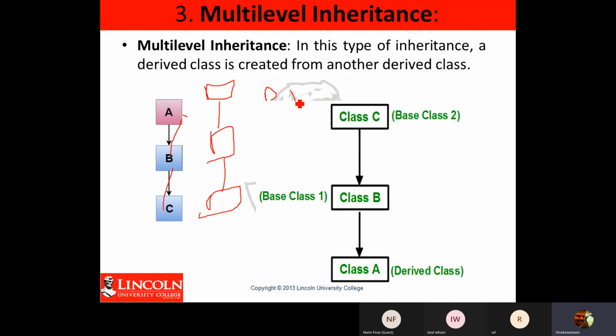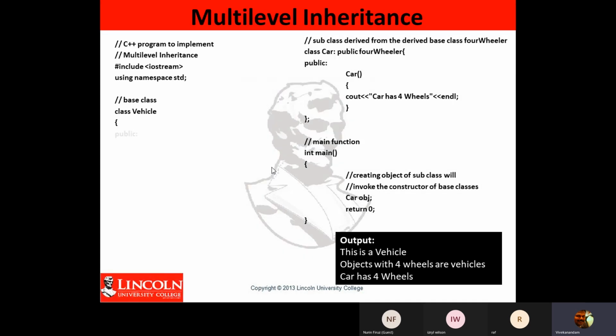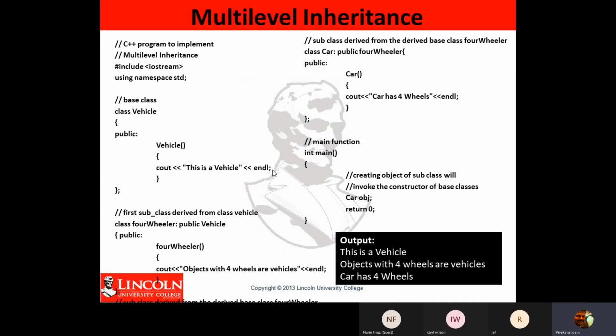Multi-level means 1, 2, 3: three classes chained one after another. One base class, then a second class derived from it, then a third derived class. We go like this. This is what we call multi-level inheritance. This is an example.